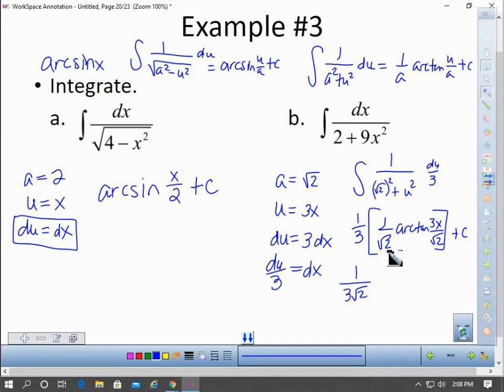And then arctan, and then 3x over radical 2, and then your plus c. So this is your final answer. Now again, like I say, you can rationalize this if you want to, but you don't have to.